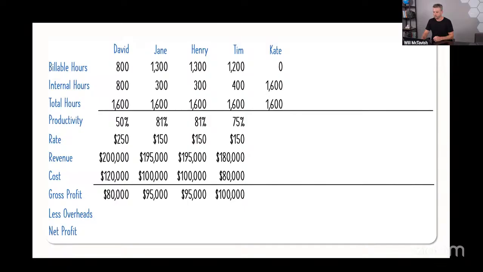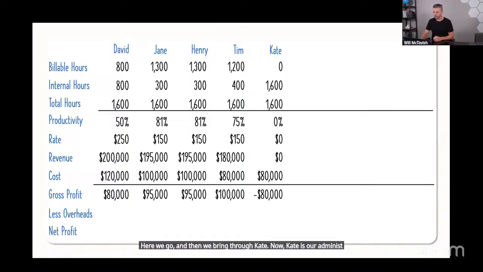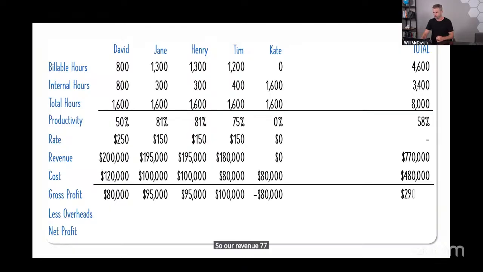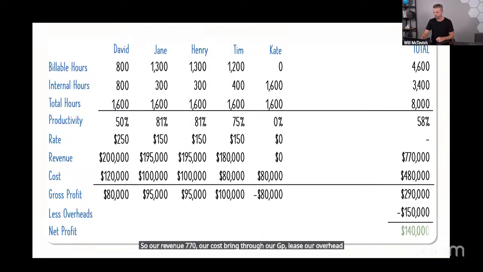Here we go. And then we bring through Kate. Now, Kate is our administrator. So we've got negative $80,000 on Kate, right? Now, at a firm level, we've done 4,600 billable hours. We've done 3,400 non-billable, total hours 8,000, 58%. So we're over that 55% threshold. So this is a good-looking firm. So our revenue 770, our cost, bring through our GP, less our overheads, net profit, we're looking at 140,000.